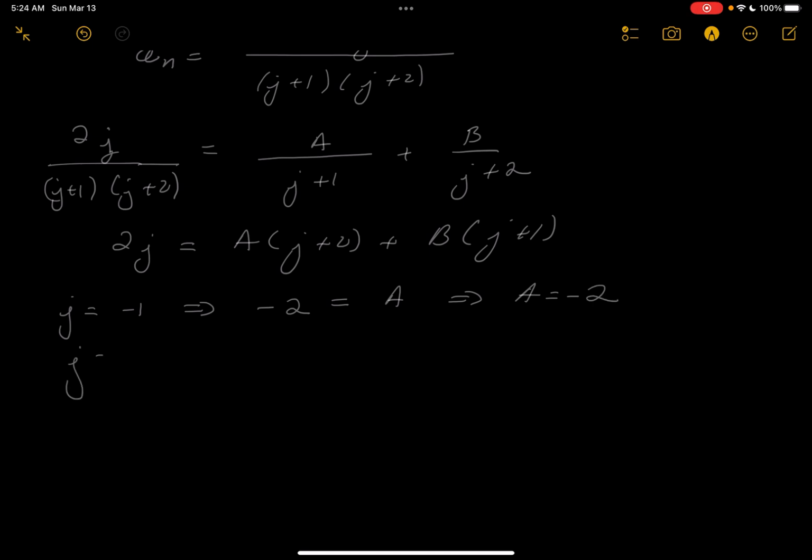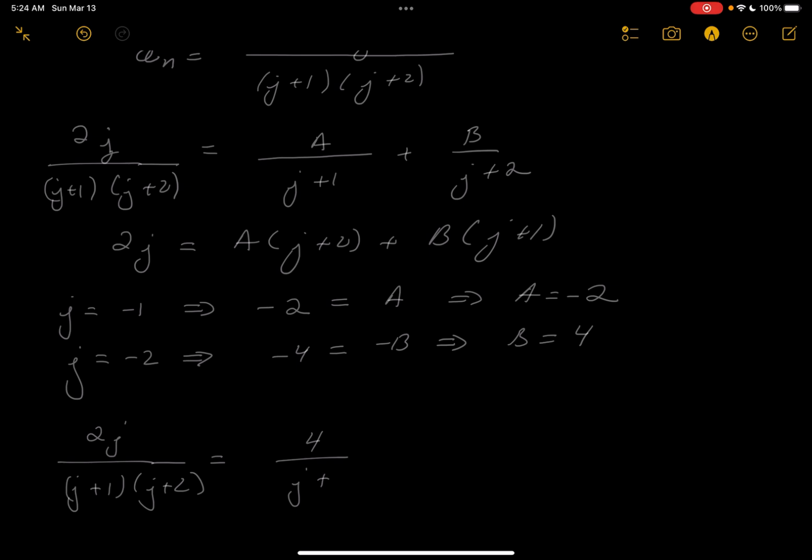Let's pick another easy value, for example, j is minus 2. What would you have there? Minus 4 equals, let's see, B times minus 1, or minus B. What does that mean? B is going to be equal to 4. So I can write this down: 2j over (j plus 1)(j plus 2) is equal to, well, the B is 4, so I'm going to write down 4 over j plus 2 minus 2 over j plus 1.